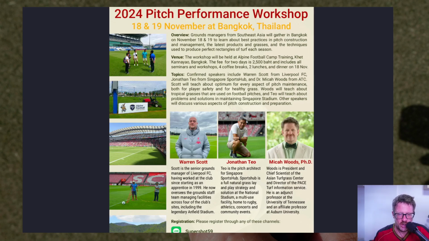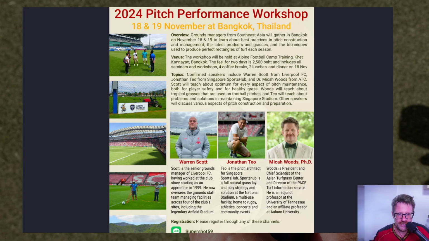And then Jonathan Teo is the pitch architect for Singapore Sports Hub. He's managing Zoysia, and it's a lay and play type of solution where they move that pitch in and out of the stadium depending on the condition and depending on the type of match that they're trying to put on, depending on whether it's a concert or a rugby match or football or whatever.